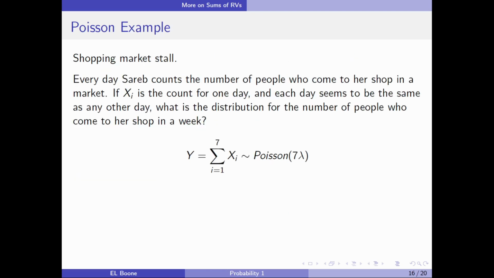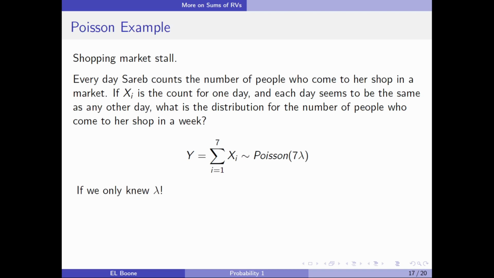So here, let's think about a quick example because we don't want this video to run real long. But here's a shopping market stall. Every day, Sareb counts the number of people who come to her shop in a market. Okay, not whether they buy, just who's showing up. If xi is the count for one day, and each day seems to be the same as any other day, what is the distribution for the number of people who will shop there in a week? Well, it seems like it'd be obvious that just 7 times the average would be that. But it comes with a Poisson distribution. And that's what comes in really handy here, because it's an exact distribution.